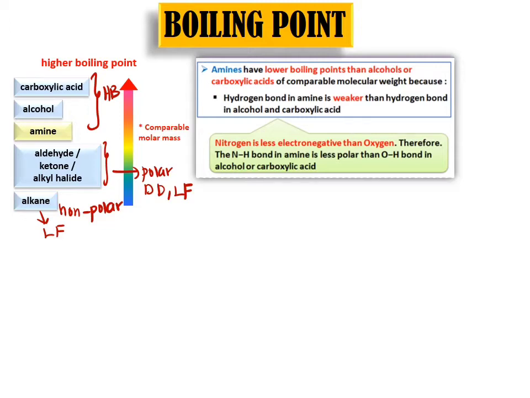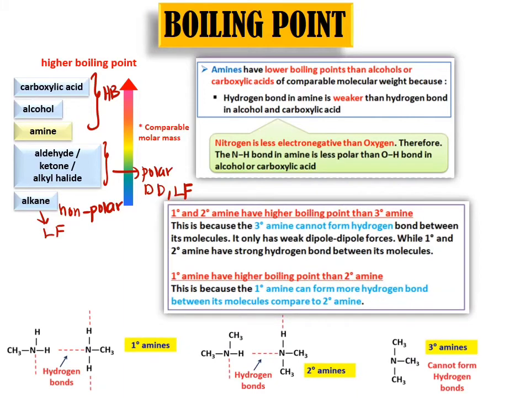Okay? And then in amine, we also have the classification just now. We know that we have primary, secondary and tertiary amine. So in terms of boiling point, the class also has an effect. You can look at the example here. Primary and secondary amine have higher boiling point than tertiary amine. Why? Because tertiary amine cannot form hydrogen bond. Look at this compound below here.